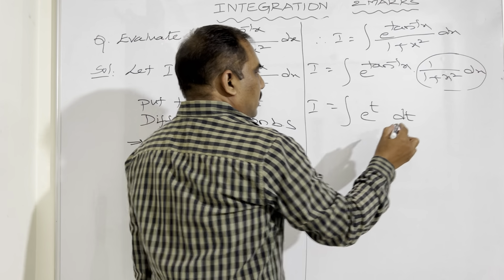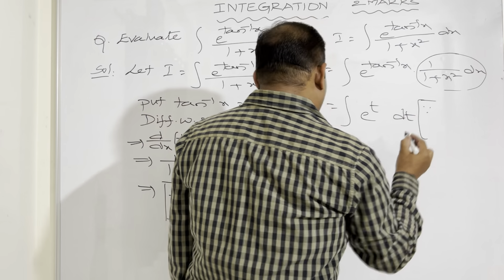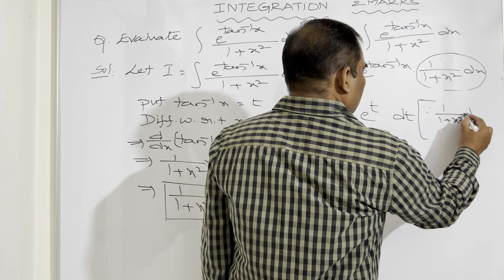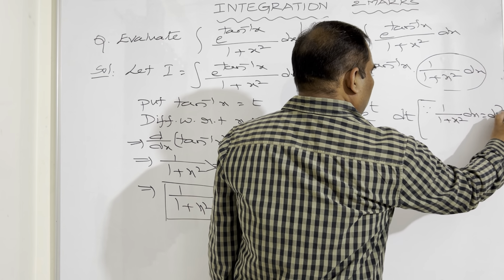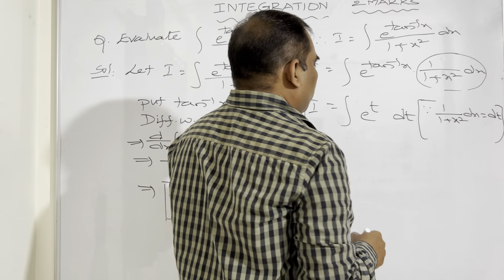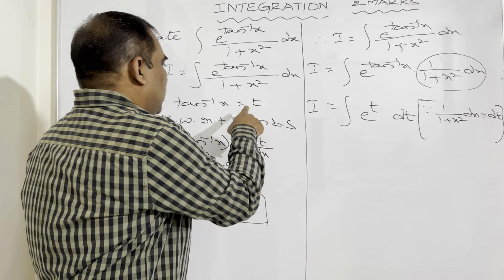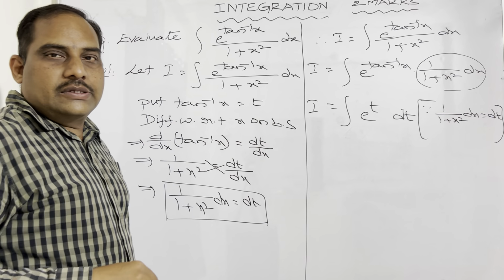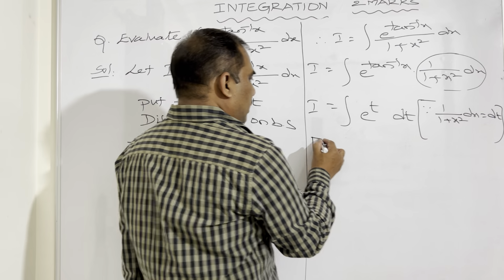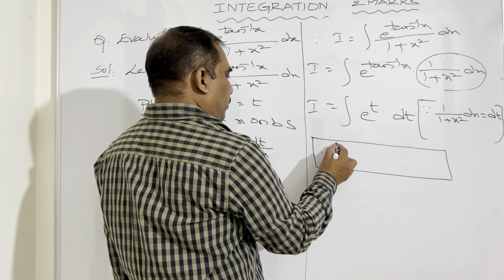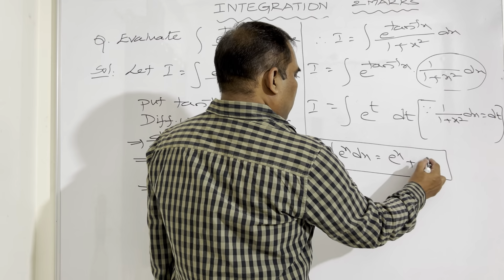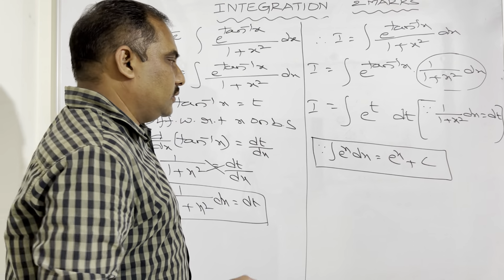So I is equal to, why? Because we know that 1 by 1 plus x square dx is equal to dt, so 1 by 1 plus x square dx is replaced by dt. And tan inverse x is replaced by t. Finally the given integral I is equal to integral e power t dt. It is like integral e power x dx, and we know that the integral of e power x is e power x plus c.